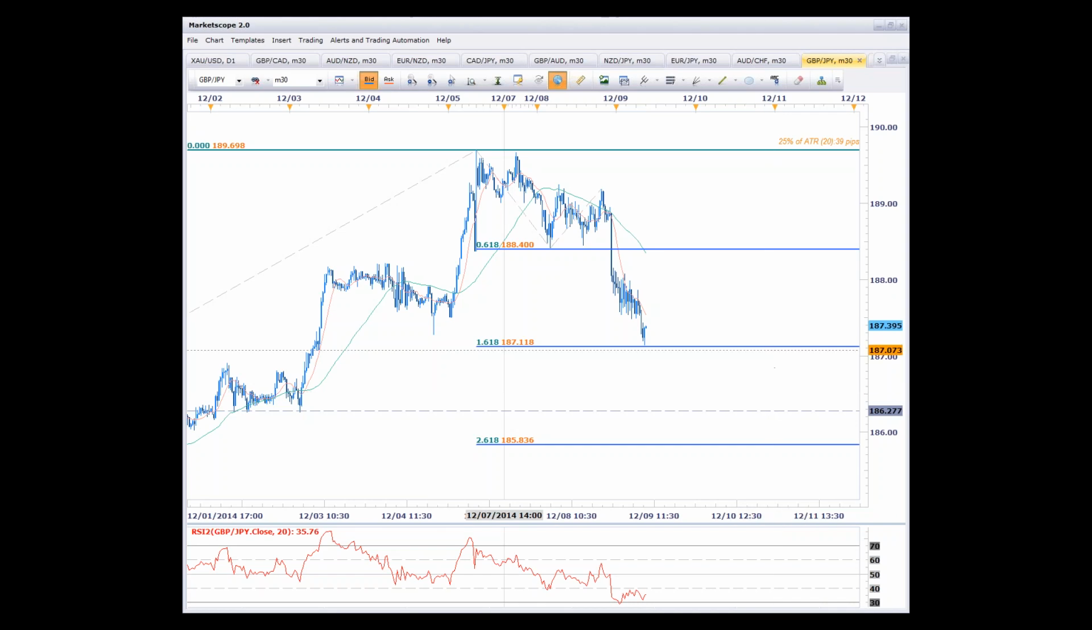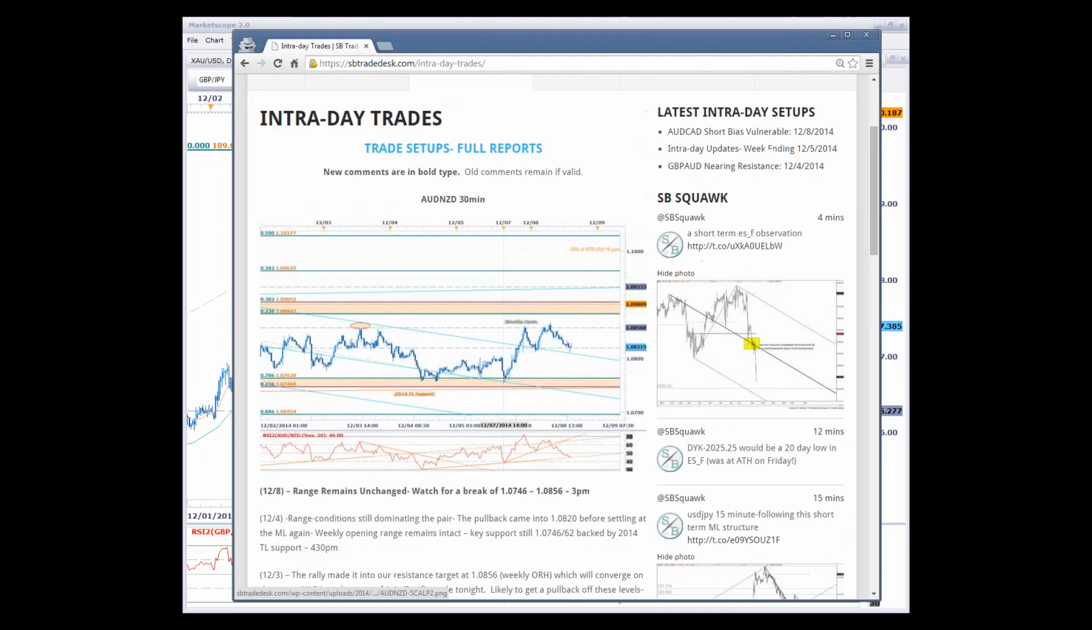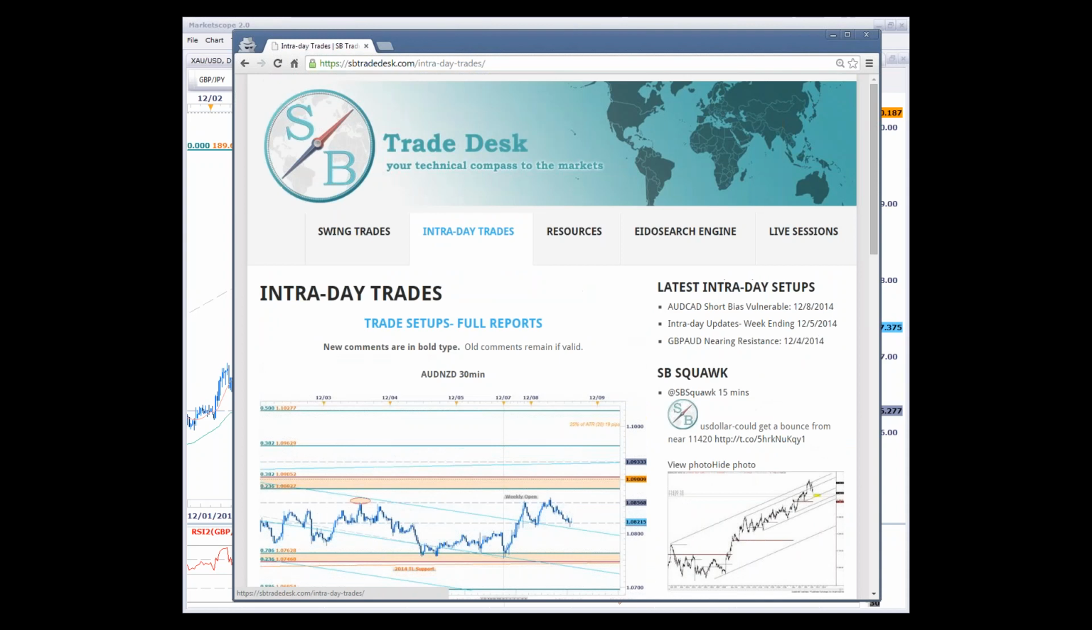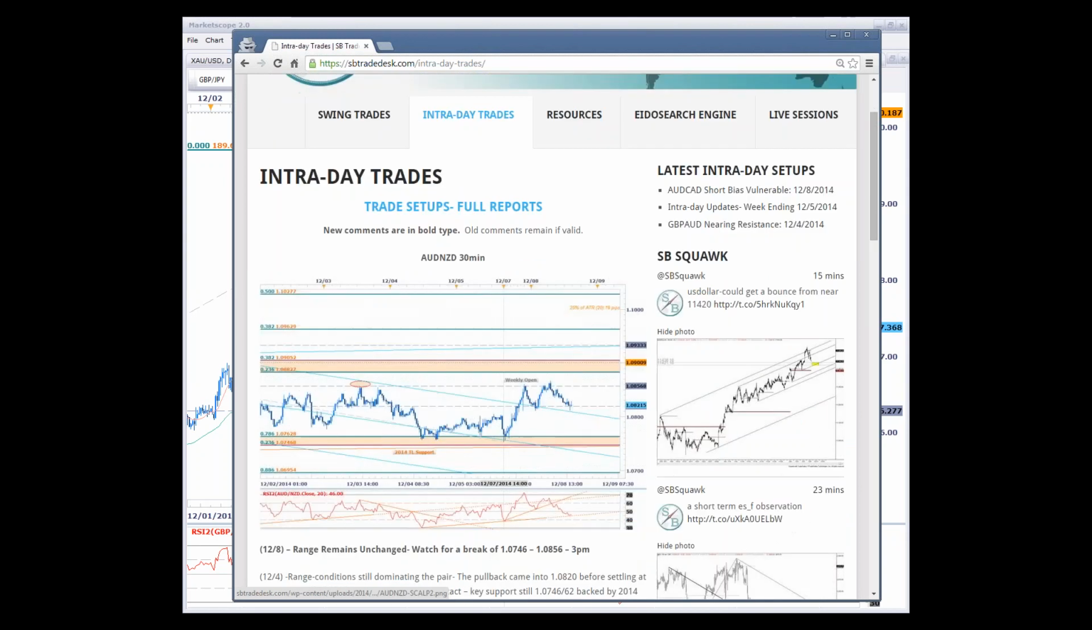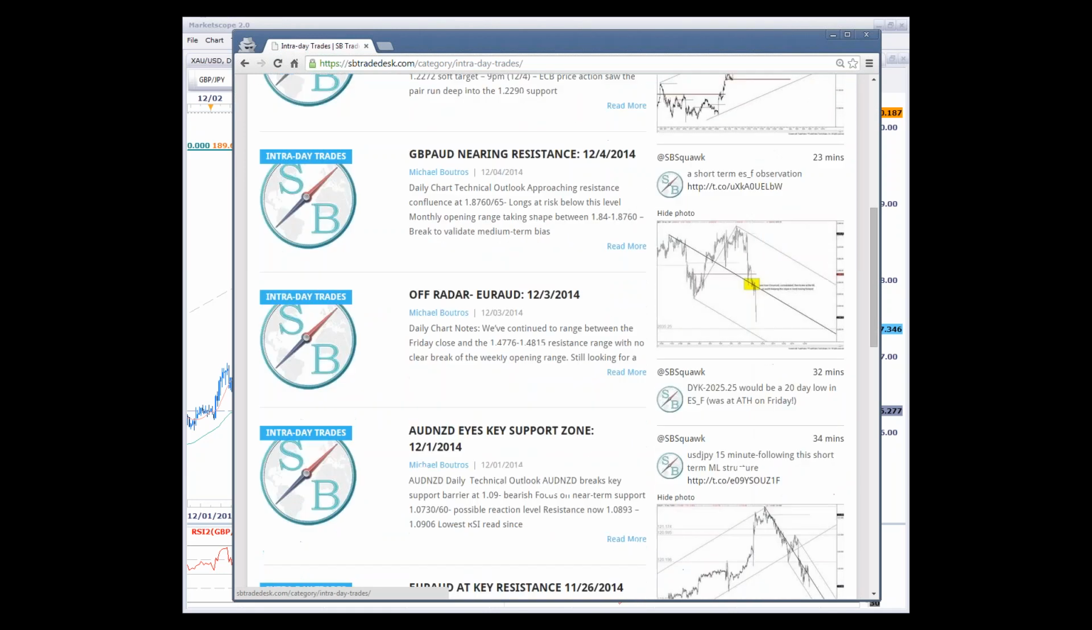Dimitri with a question, saying, perhaps I missed this: do you rank which pairs are most preferable from your point of view? I don't rank them necessarily, Dimitri, but when you come in on the intraday trade page, when you first click intraday trades, guys, those are the setups I'm looking at. I'm either tracking them or I'm in a trade. All the setups that I publish will be right here. The latest ones will be right here. The archive, which includes these, will be right here. If you click on trade setups, you'll see all the reports.